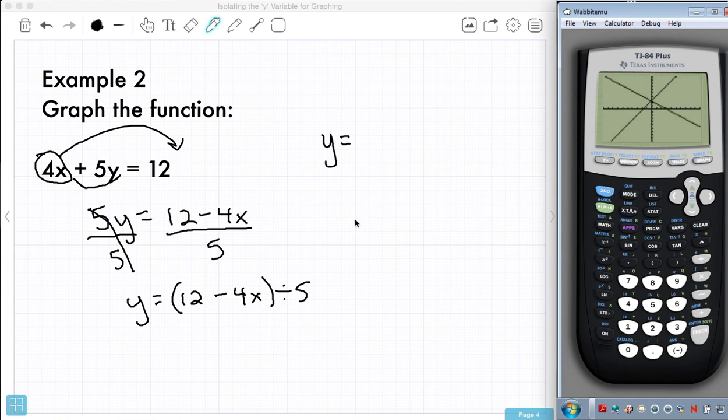And that is a quick look at how you isolate the y variable in order to graph the function. You shouldn't have to do anything too crazy algebraically in this course, just a couple of steps to get the y variable all on its own.